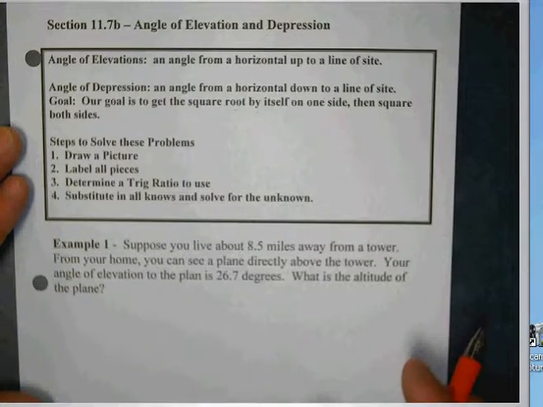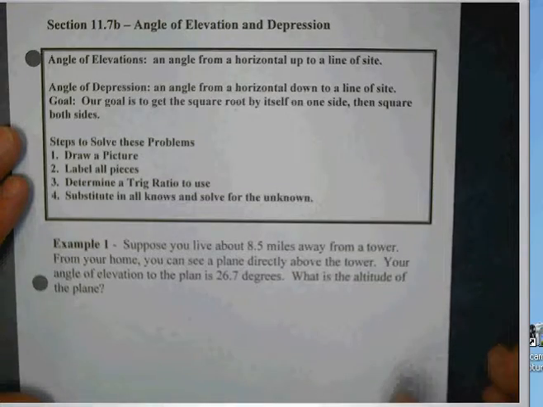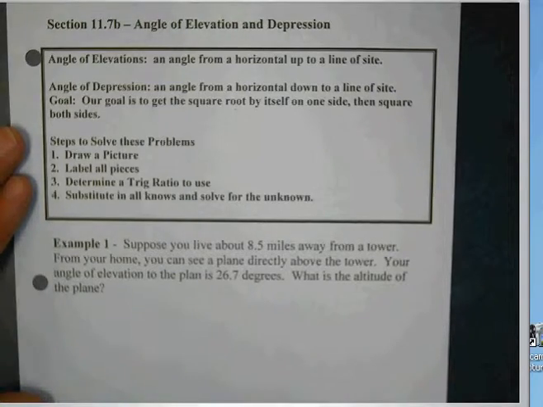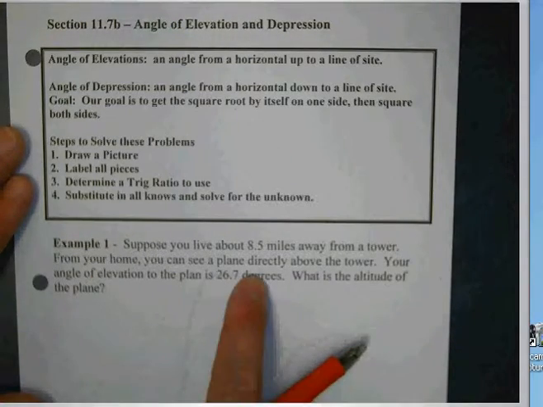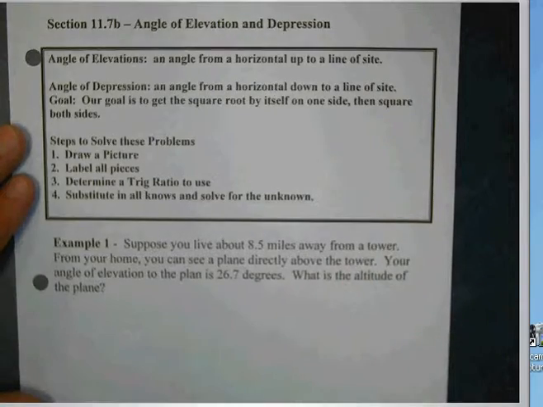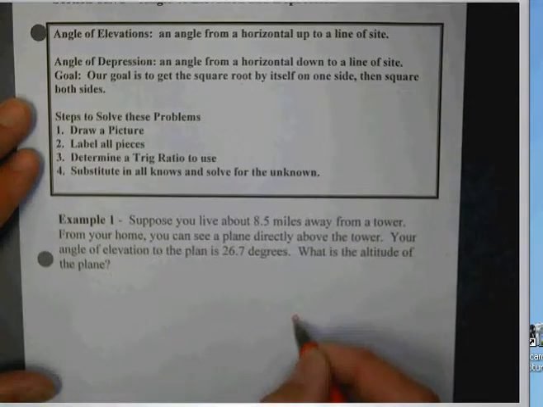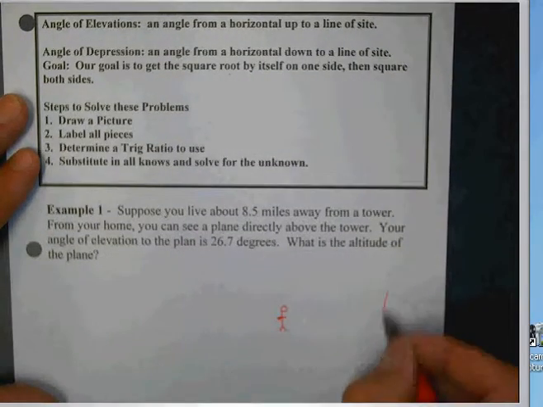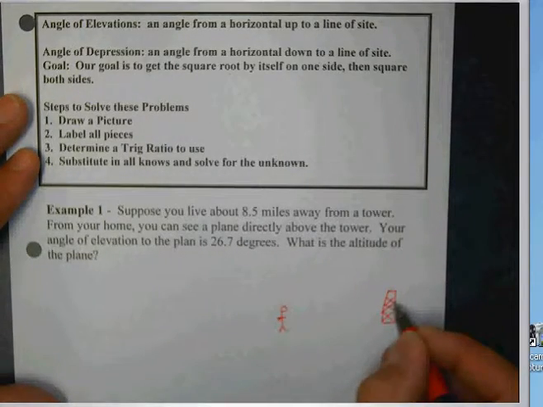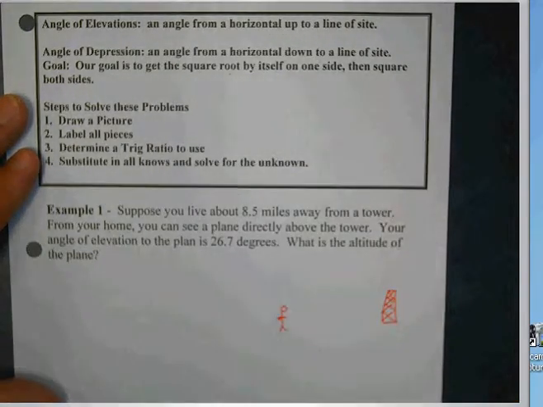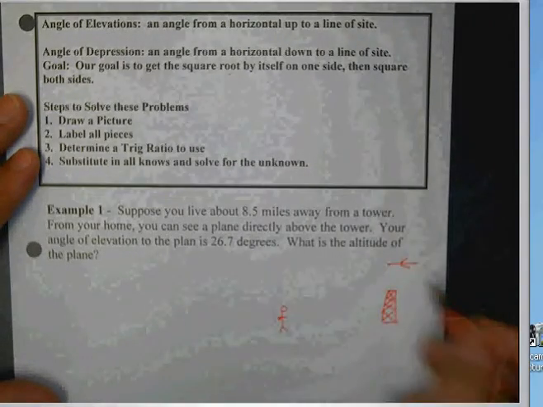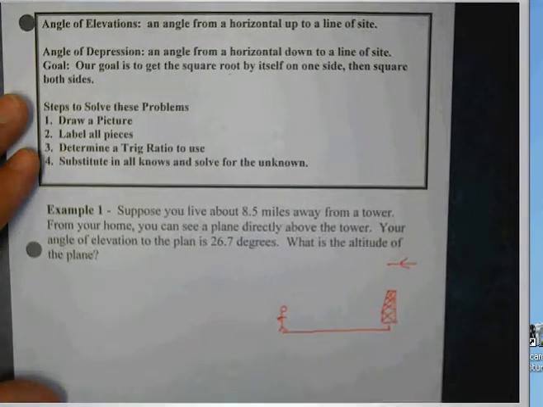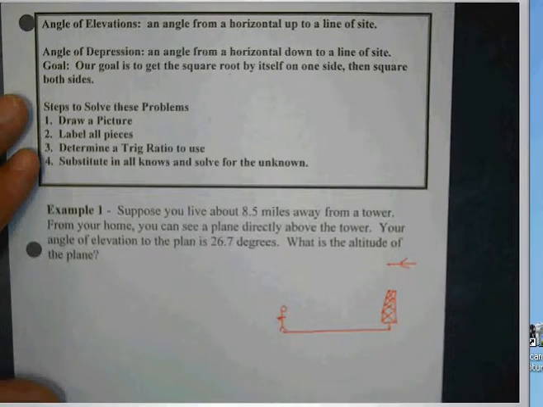So here we have our first situation. You live 8.5 miles away from a tower. Assume the earth is flat. From your home, you can see a plane directly above the tower. So let's draw this. Here you are. Okay? Here's this tower. And what's above the tower? A plane. Okay. Here's my plane. All right, so we have a distance right here. How much is that distance? 8.5. And that's in miles.